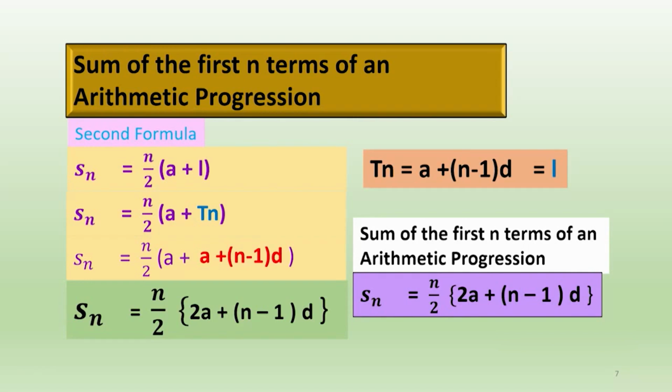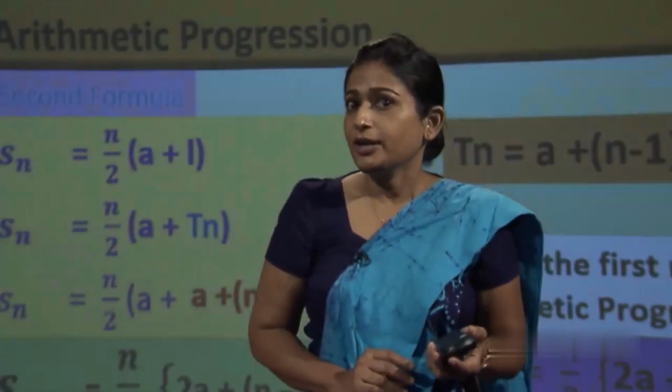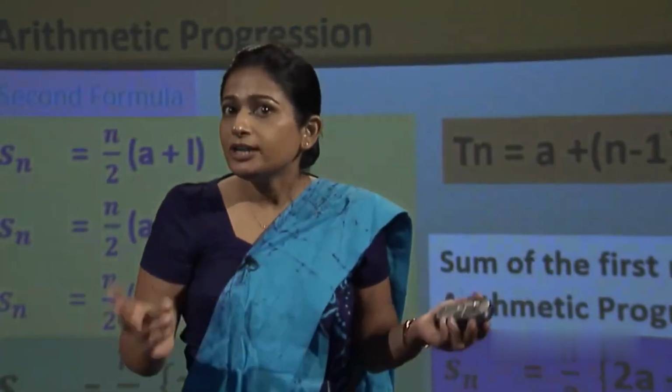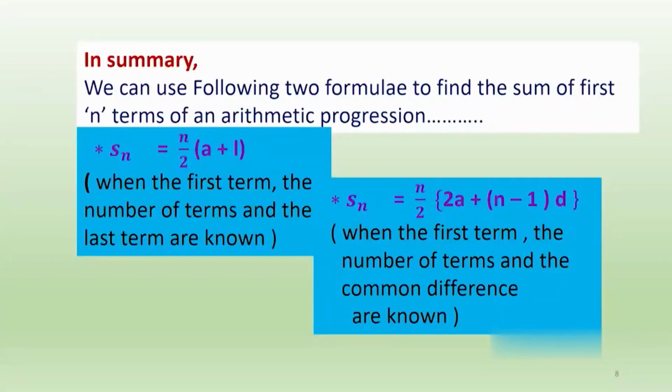Now you know two formulae to find the sum of the first n terms of an arithmetic progression. What are those two formulae? One is Sn equals n over 2 times (a plus L). So what is the difference between these two formulae?